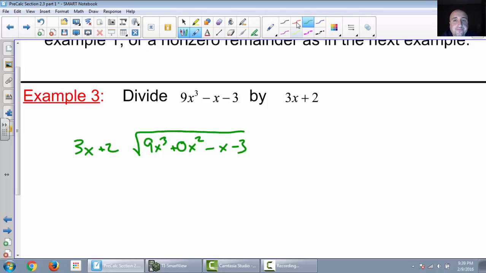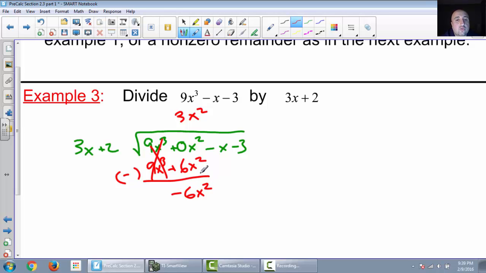All right, so what do I multiply 3x by to get 9x cubed? Okay, hopefully you see that that's 3x squared. Multiply 3x squared times 3x is 9x cubed. 3x squared times 2 is 6x squared. Subtract. 9x cubed minus 9x cubed goes away. 0x squared, take away 6x squared is negative 6x squared.